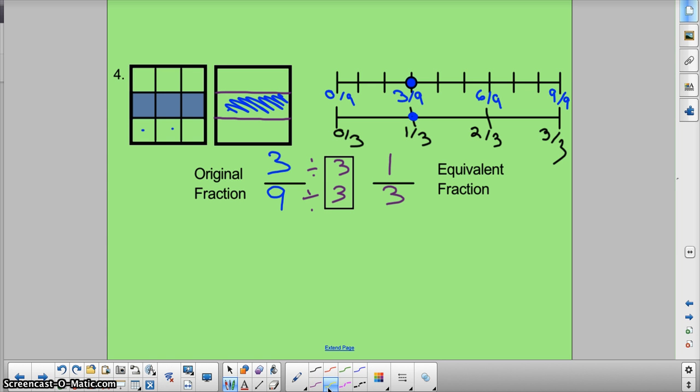Okay, so I just showed you real quick, 3/9 is equal to 1/3.